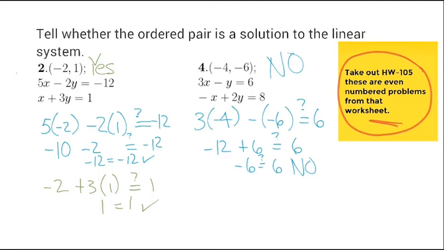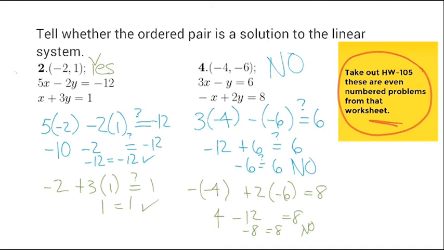But here's something I want to warn you about. If I would have done the second equation first, a negative of a negative 4 plus 2 times negative 6, and check to see if that is 8. So I have 4 minus 12, is that 8? No, I get negative 8 equals 8. Again, that one's a no. So the possibilities I can have is they're both yeses, which means a yes. They're both no's, which means a no. One of them no, and one of them yes, which also means a no. I just didn't have an example of the one yes, one no.